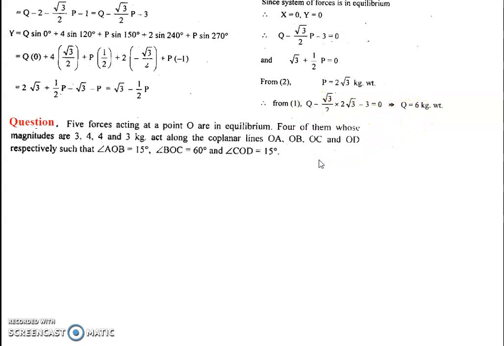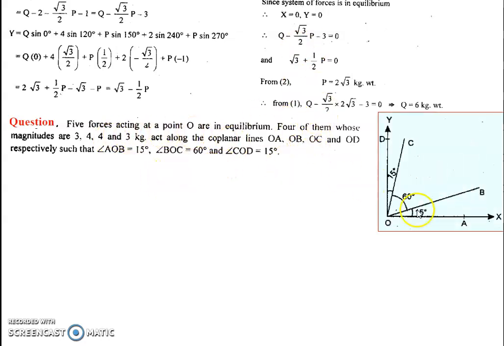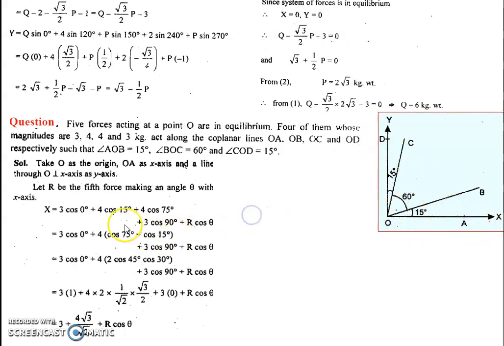So come to another question. Five forces acting at a point O are in equilibrium. Four of them, whose magnitudes are 3, 4, 4 and 3 kg, act along the lines OA, OB, OC, OD respectively. The angles are given. So I make this figure. What we want to find is the fifth force.